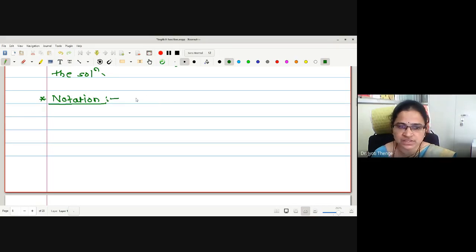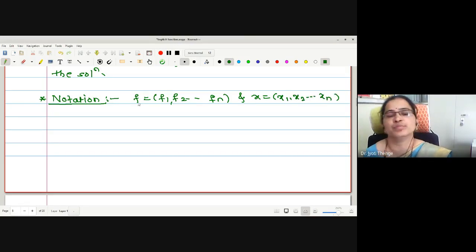Now here, whatever the function is, say f is equal to (f1, f2, ..., fn), and x is the variable, say (x1, x2, ..., xn). In the previous lectures we have seen functions from Rm to Rn, but now we are going to study Rn to Rn, because we are interested in finding the determinant of the Jacobian matrix, and we know the determinant of any matrix exists only if it is a square matrix, right?